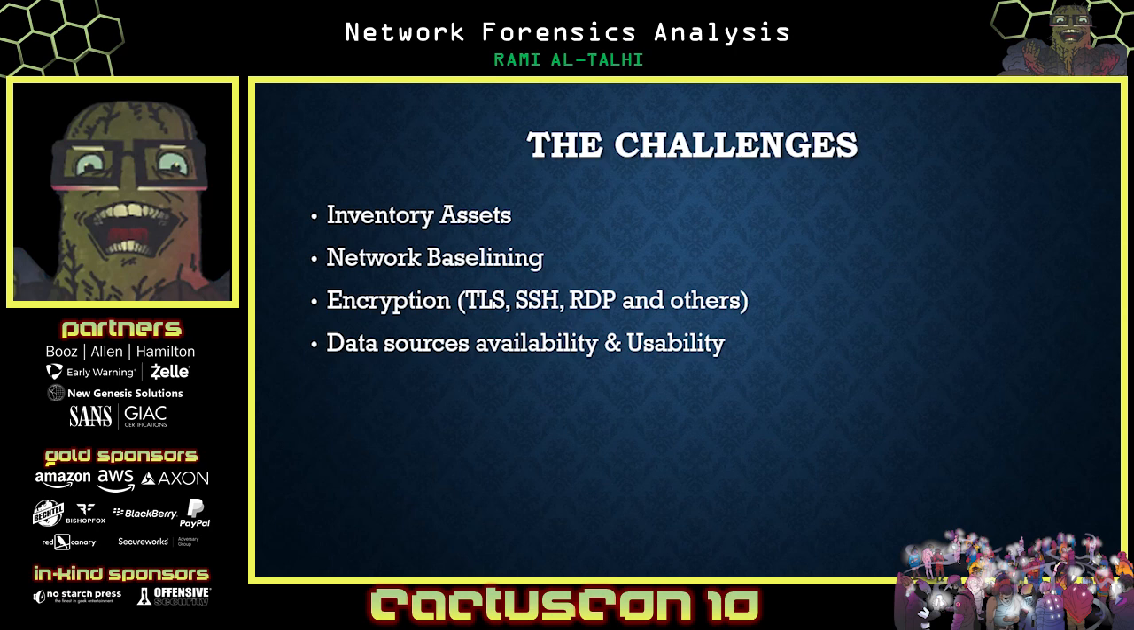Encryption. So encryption is the biggest challenge that we have on the network detection and investigation side. Things like TLS, SSH, RDP, and other encrypted protocols as well. The attacker now utilizes things like DoH, which is DNS over HTTPS, where they hide their traffic using this protocol. So we'll see how we can utilize some tricks and tips to understand the pattern of the attackers.